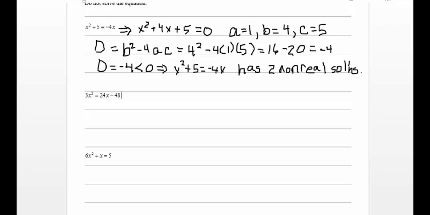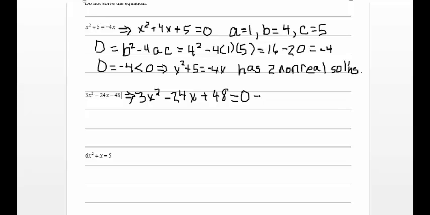All right, let's look at 3x squared equals 24x minus 48. We need to subtract 24x from both sides. So that will give us 3x squared minus 24x. And we need to add a positive 48 to both sides. So that gives us 3x squared minus 24x plus 48 equals 0.